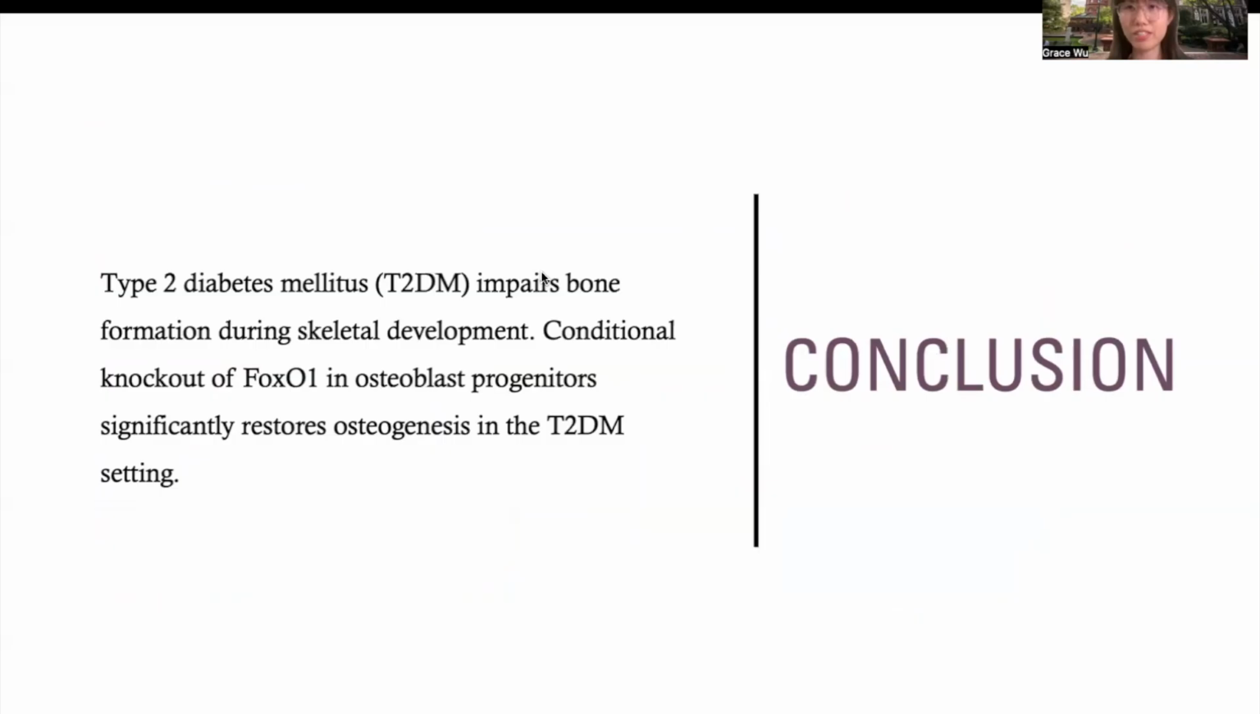To conclude, type 2 diabetes impairs bone formation during skeletal development. Conditional knockout of FOXO1 in osteoblast progenitors significantly restores osteogenesis in the type 2 diabetes setting.